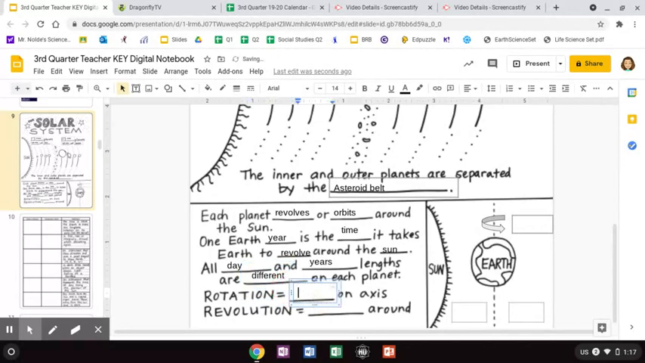Rotation is spinning on an axis. Revolution is orbit around. So the Earth revolves around the sun. The Earth spins on an axis.